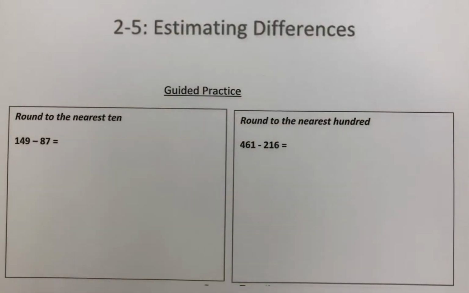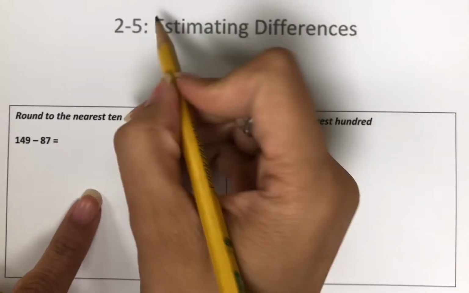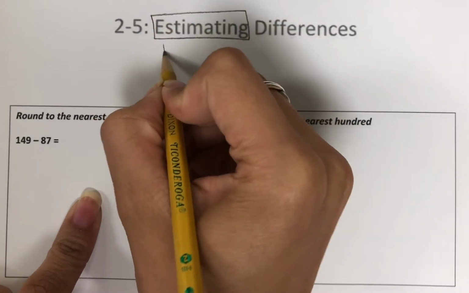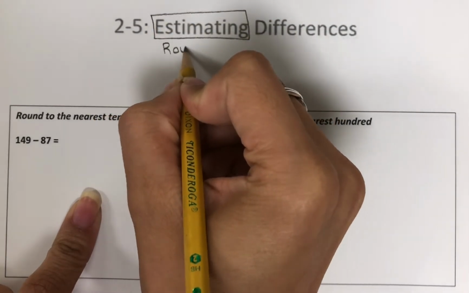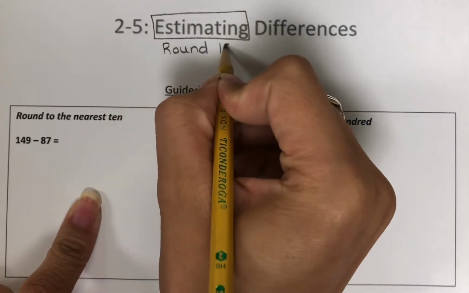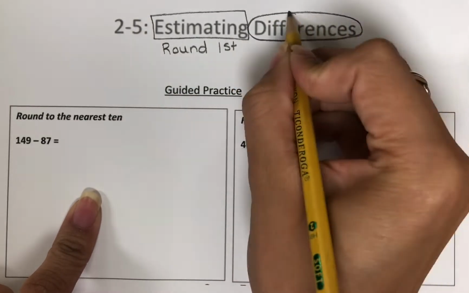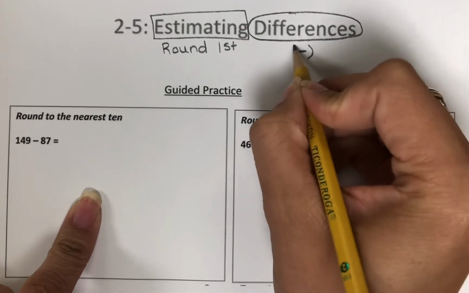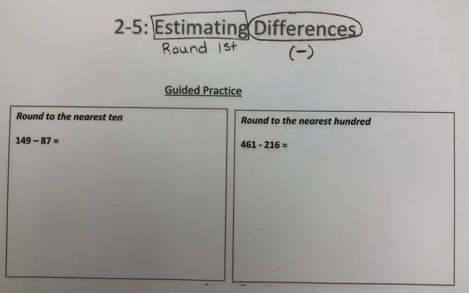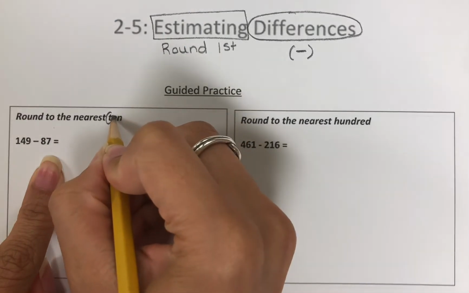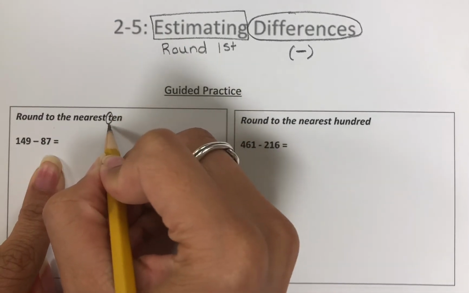All right, boys and girls, this is lesson 2-5, estimating differences. So estimating, we have to remember that when we estimate, we always round first. Round first. Difference tells us to subtract. So I'm going to put a little subtraction sign in parentheses right there, okay? Round to the nearest 10. So we're using the balloon method still in this lesson.